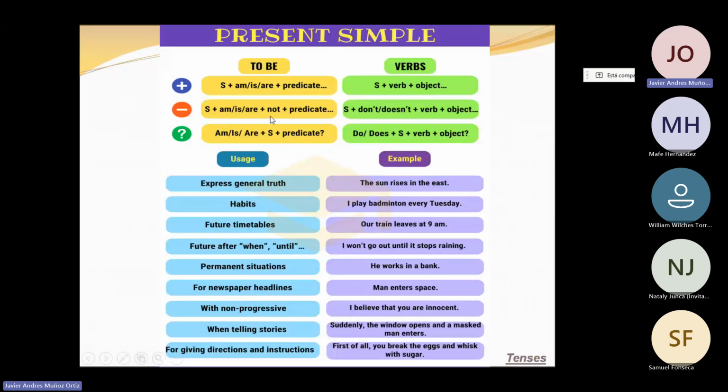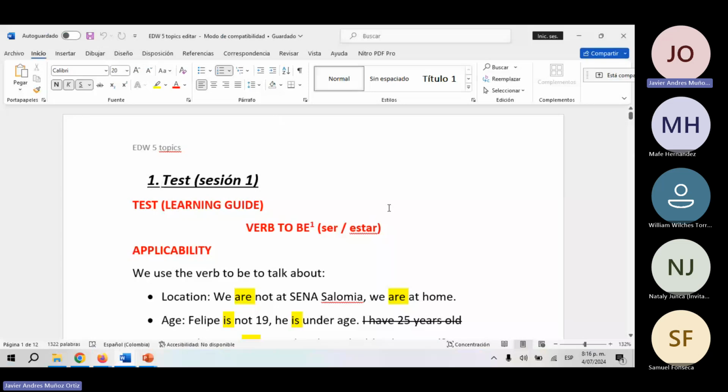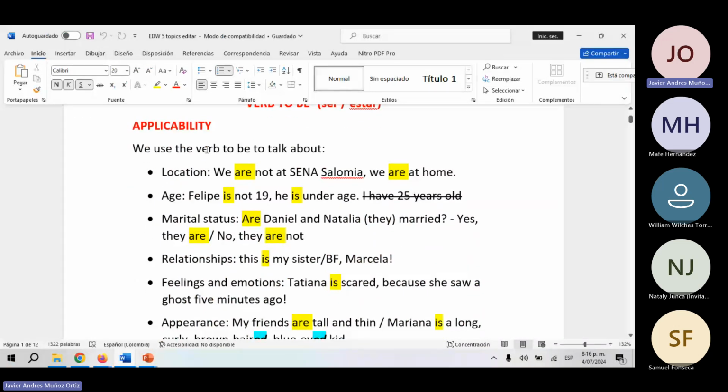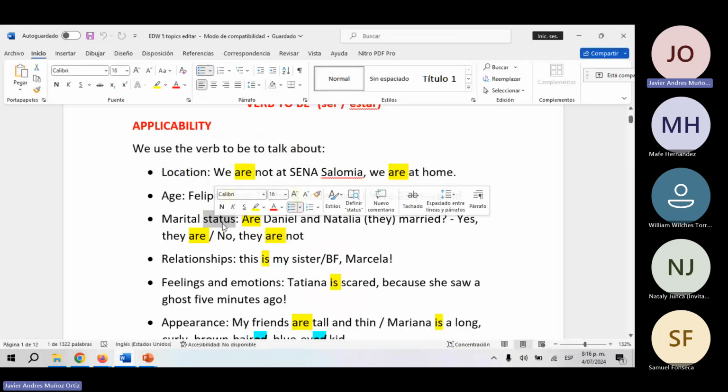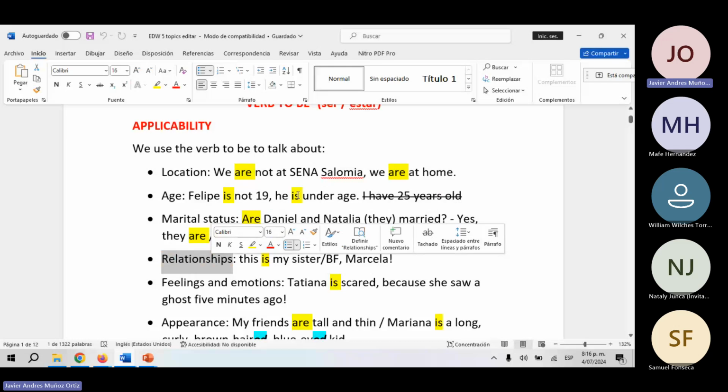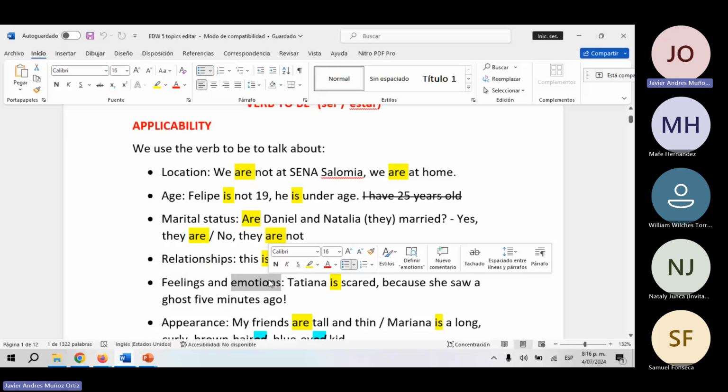So focusing on the verb to be, the verb to be is very similar to Spanish. It's very similar because in terms of applicability, we are using the verb to be in Spanish and in English to talk about ser and estar. So we are in Colombia. This is a location. We are engaged. We are married. We are single, marital status, right? We have relationships. She is my sister. They are my friends. This is verb to be. Emotions, I am sad, and so on. Everything related in Spanish to verb to be: sentimientos, emociones, relaciones afectivas, estar cansado, estar triste, emociones, and so on.